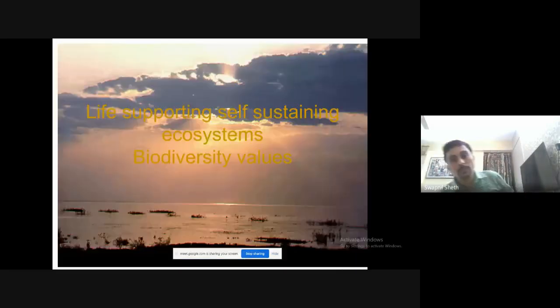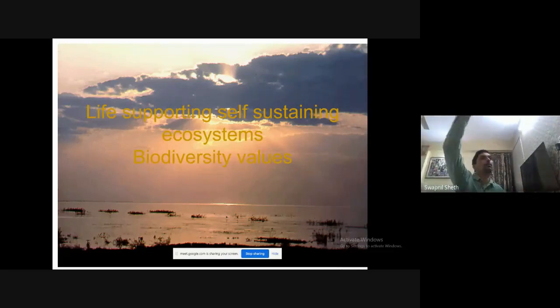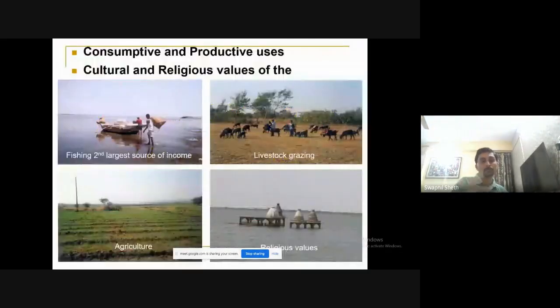So life-supporting and self-sustaining ecosystems, that is why biodiversity values are always considered. In the entire world, whenever value education is given, they give importance to this. Out of those 10 prioritized values in our entire value education system, environment is one of them. And here the meaning of value is what biodiversity or the ecosystem provides to us.